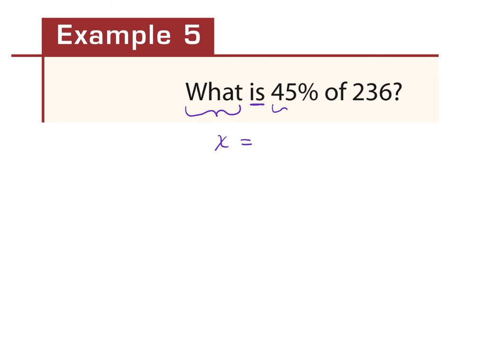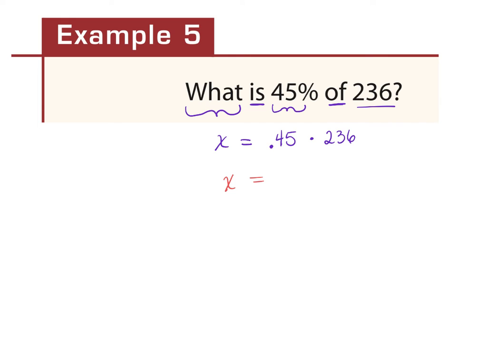So how do I convert this guy to a decimal? Move it over 2 places to the left. So what is this going to be? 0.45. Of is going to be my multiplication, right? We'll just do a dot there so we don't confuse ourselves. And then 236 is just a number. Well, this guy's going to be easy to solve. How do I solve for x? Well, I just multiply 0.45 and 236.